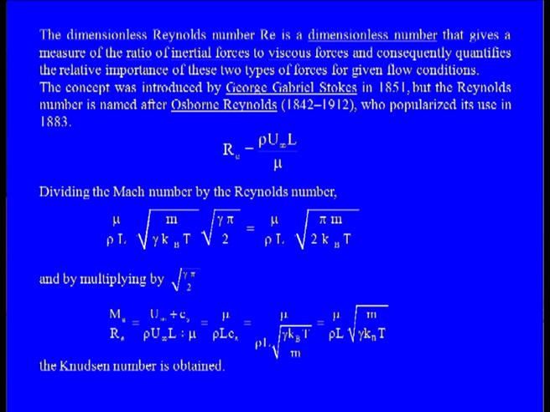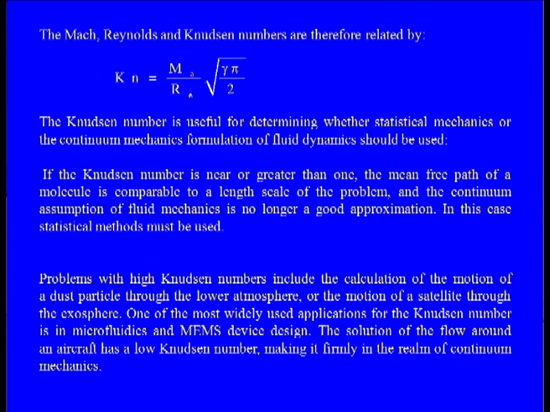Dividing the Mach number by the Reynolds number, you can get the ratio mu upon rho L root over m upon gamma k_B T into gamma pi upon 2, which is nothing but mu by rho L root over pi m by 2 k_B T. And if you multiply this equation by root over gamma pi by 2, you will get Ma by Re equal to u infinity by C s times rho u infinity L upon mu inverted, which is nothing but mu upon rho L C s. And if you substitute the value of C s, you will get mu upon rho L into root over m by gamma k_B T, and the Knudsen number is obtained. So finally, the Mach, Reynolds and Knudsen numbers are related as Kn equals Ma by Re into root over gamma pi by 2.